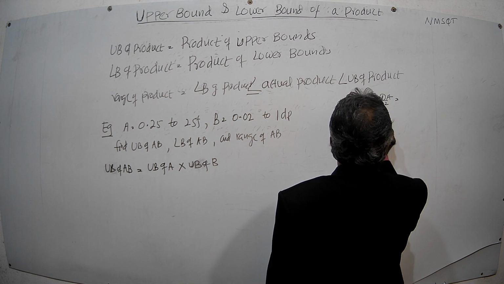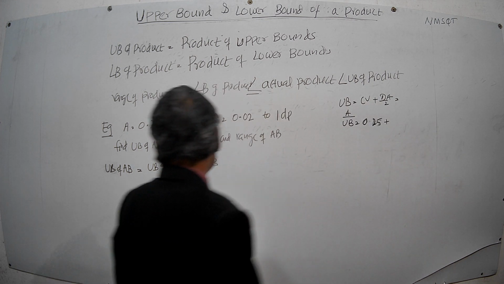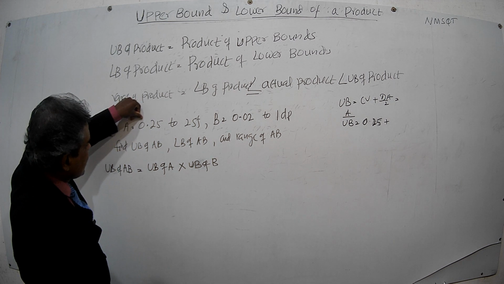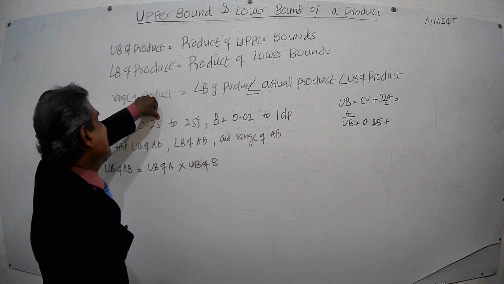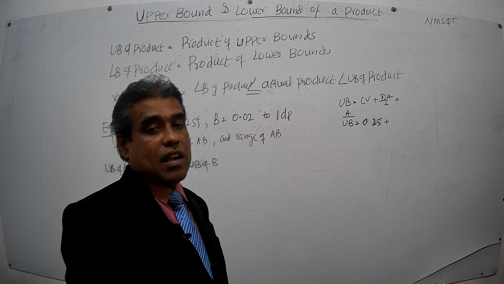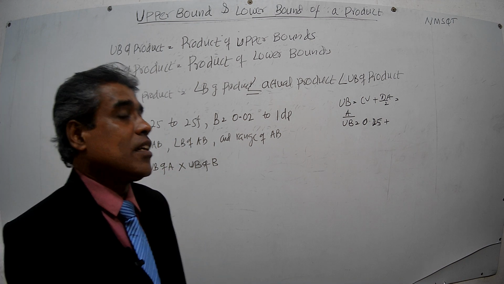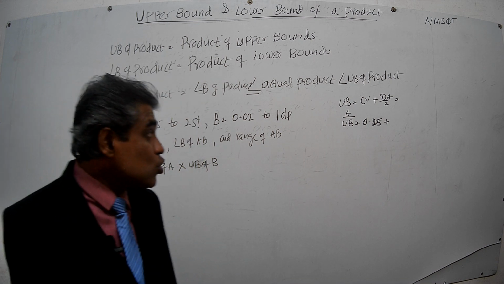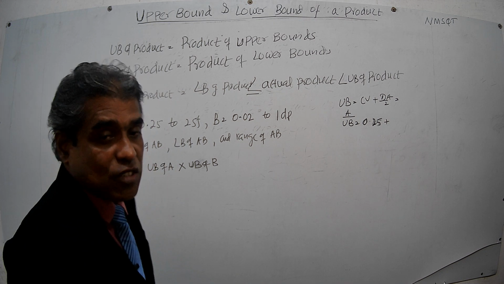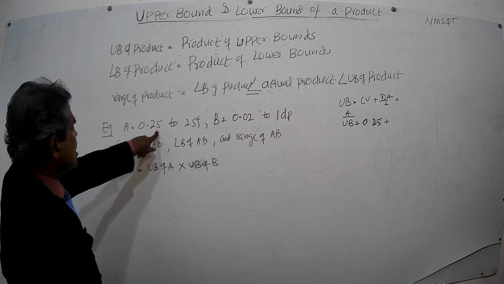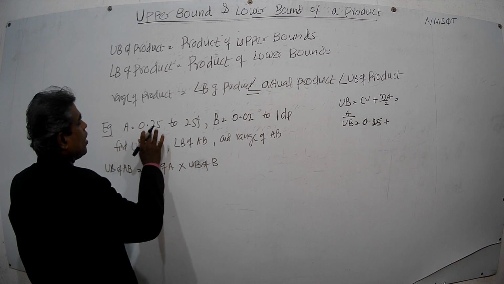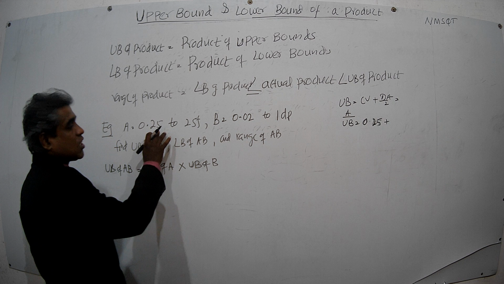0.25, right? Then the degree of accuracy of A, that is to two significant figures. The preceding 0 is not a significant figure. The first significant figure is this one. This is the second significant figure, that is 5. When the degree of accuracy is given in significant figures, you have to go to the place value of the significant figure. What is the place value of this 5? This is the second significant figure. Its place value is the second decimal place. Second decimal place means 0.01.